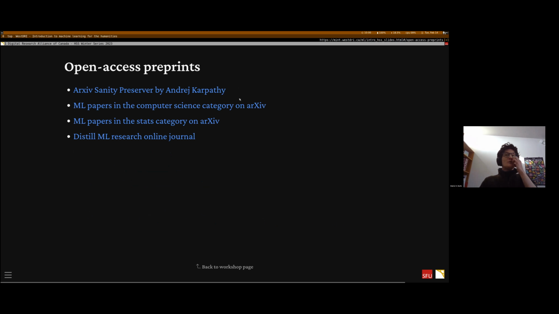So it can be overwhelming to search the machine learning literature, but Andrej Karpathy wrote an arXiv variant that he called arXiv Sanity that makes it easier to search the arXiv literature. And those links all take you to a lot of machine learning literature search tools. So if you want to read papers, those are very good starting place.